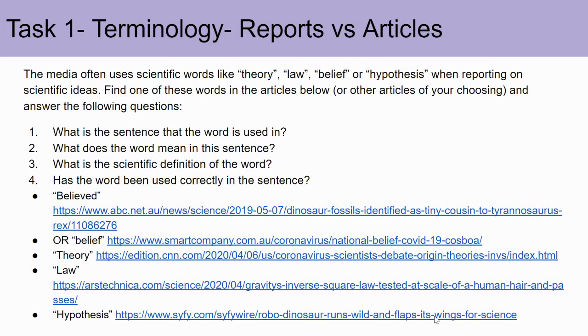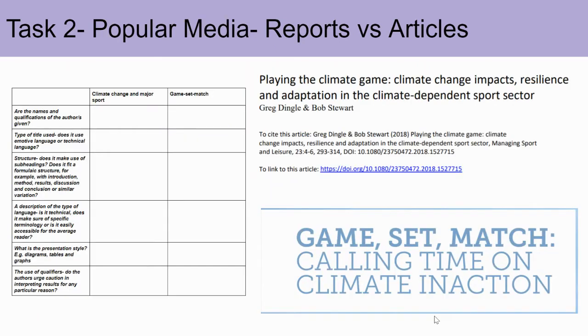So our first task is to look at the 5 different articles there and to see if you can find the theory, law, belief, or hypothesis in these articles. So what is the sentence that the word is used in? What does the word mean in the sentence? What is the scientific definition of the word? And therefore, has the word been used correctly in the sentence? And it actually tells you what word you're looking for in those 5 articles.